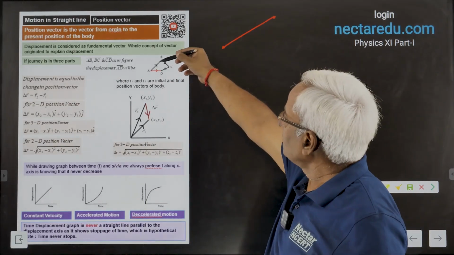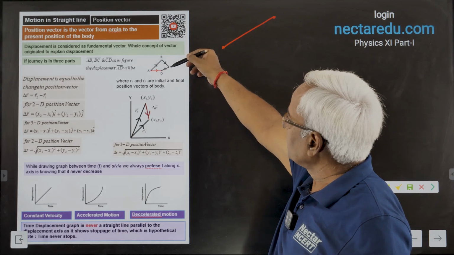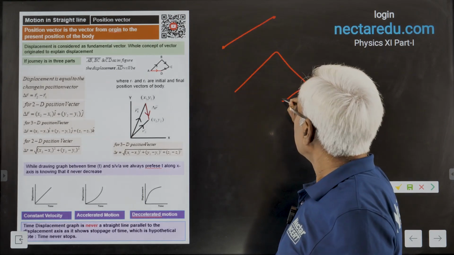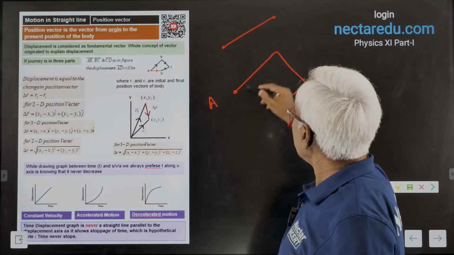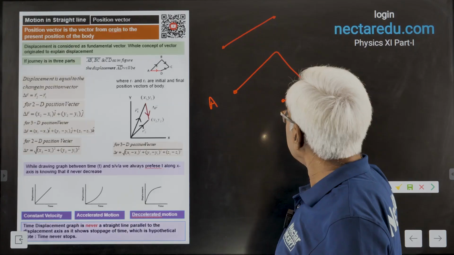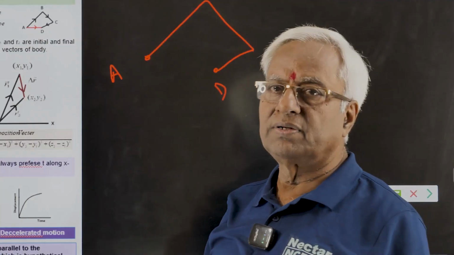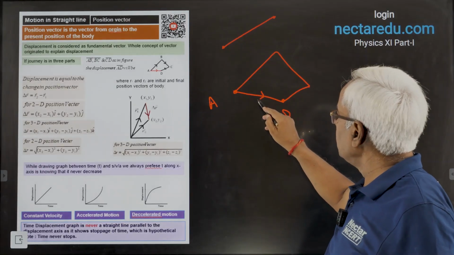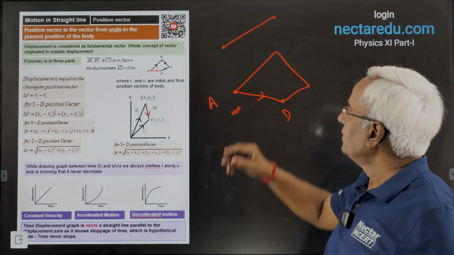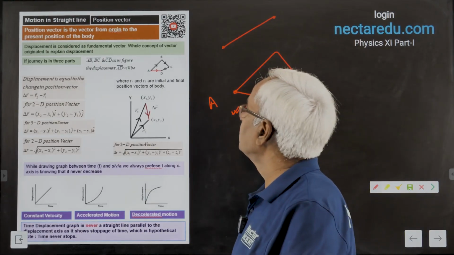Just as an example, I have shown A to B, then B to C, then C to D, like this. In 3 parts, the journey takes place: A, B, C, and D. For the final one, displacement will be A to D. This is the nature of displacement vector.